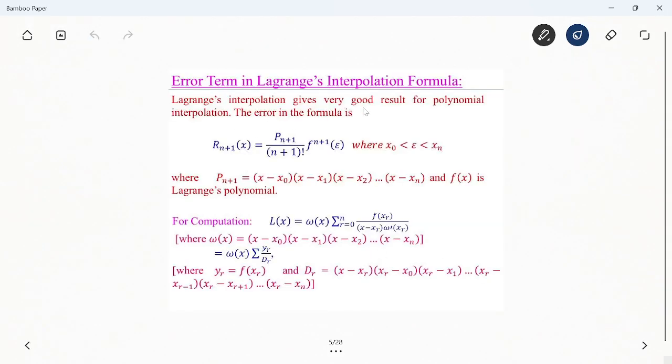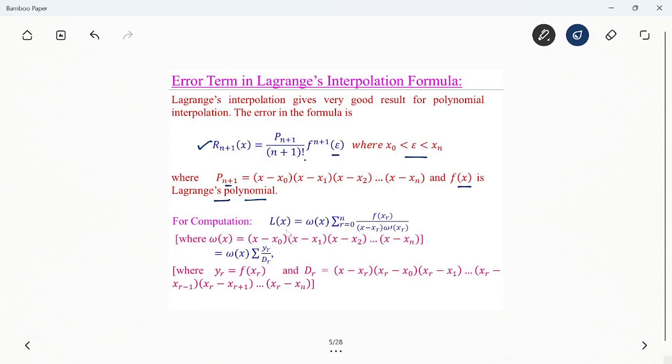Error in Lagrange's interpolation formula. Lagrange's interpolation gives very good results for polynomial interpolation. The error in the formula is R(n+1)(x) equals P(n+1) divided by (n+1) factorial, times f to the power (n+1) of epsilon, where x0 is less than epsilon less than xn, and P(n+1) equals (x minus x0)(x minus x1)(x minus x2) up to (x minus xn), and f(x) is Lagrange's polynomial.